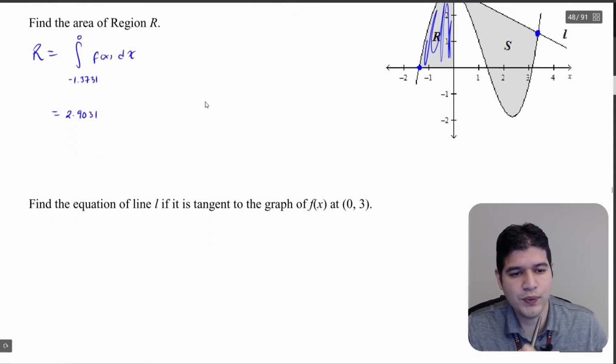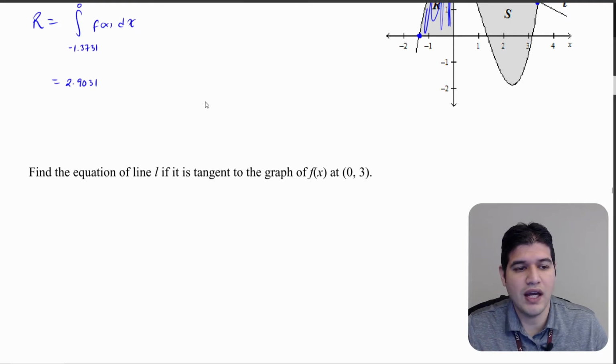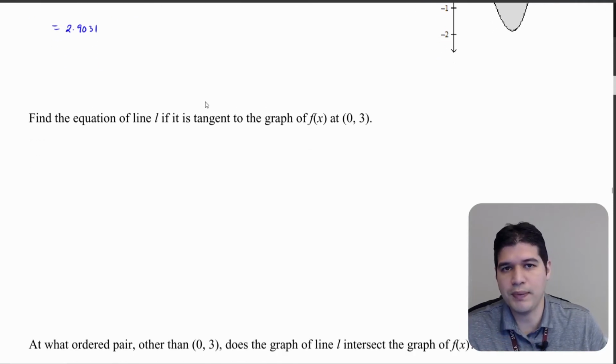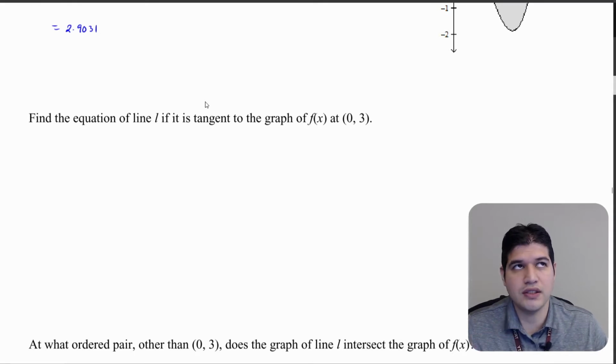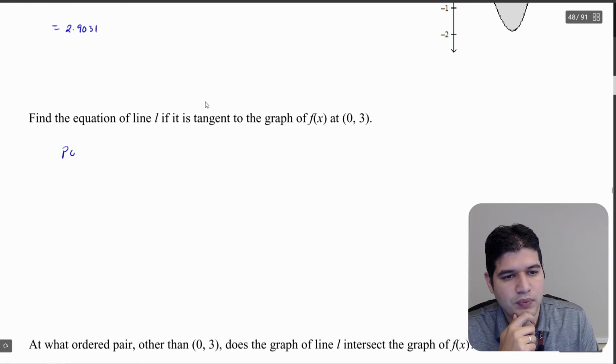So now the next thing we want to do is find the equation of line L if it is tangent to the graph of f of x at (0, 3). Well, remember, we want two things when we're doing tangent lines. The first thing that we want is a point of tangency. Well, that's given to us. That is going to be (0, 3). Fantastic. That's super easy.